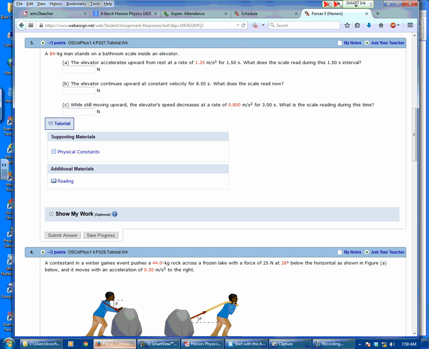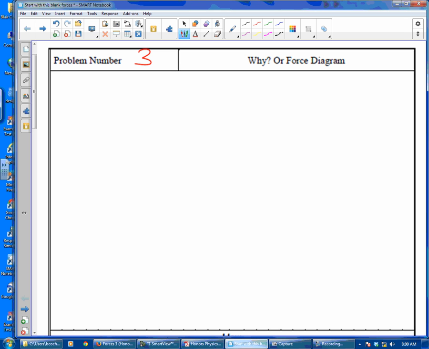Part A, upwards from rest, so we accelerate upwards, then to constant velocity, and then we accelerate downwards. Okay, so in our first situation, got our guy, and there's of course, you know what I should do? I should draw that.